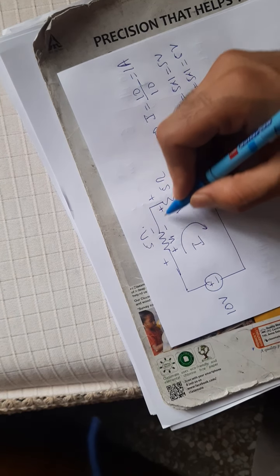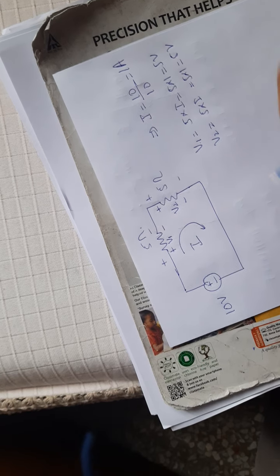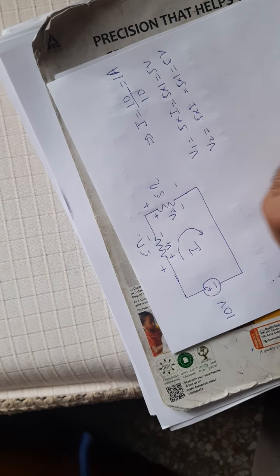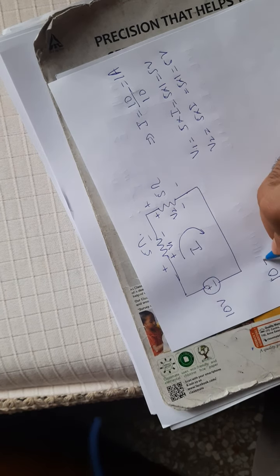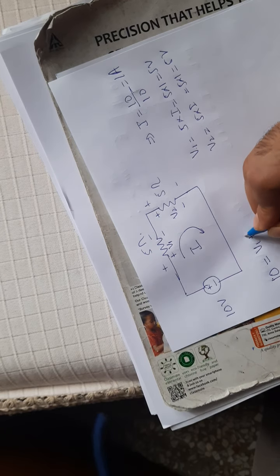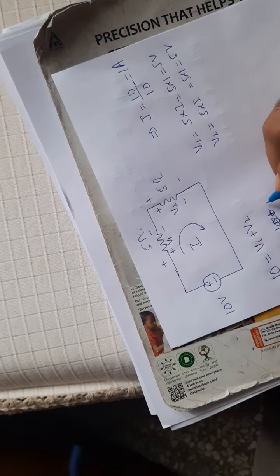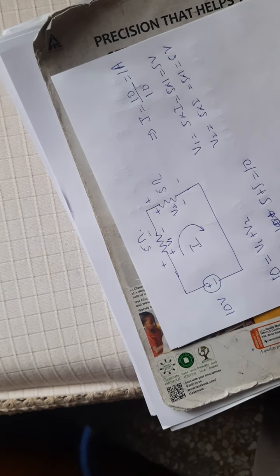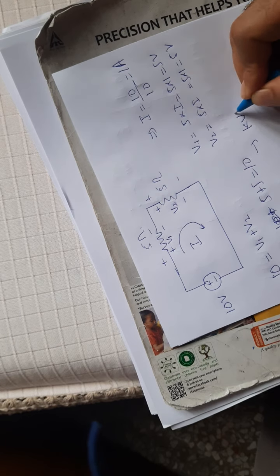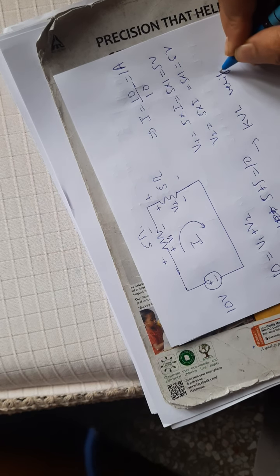Now apply KVL in this loop. So what will you get? What is the source voltage? Source voltage is 10. 10 will be equal to V1 plus V2. You saw that V1 and V2 are both equal to 5. So you will get 10 equal to 5 plus 5, which is equal to 10. Hence you can say that KVL is verified.